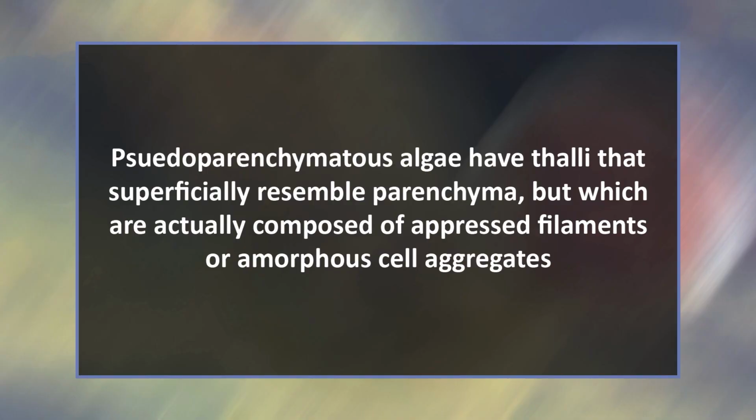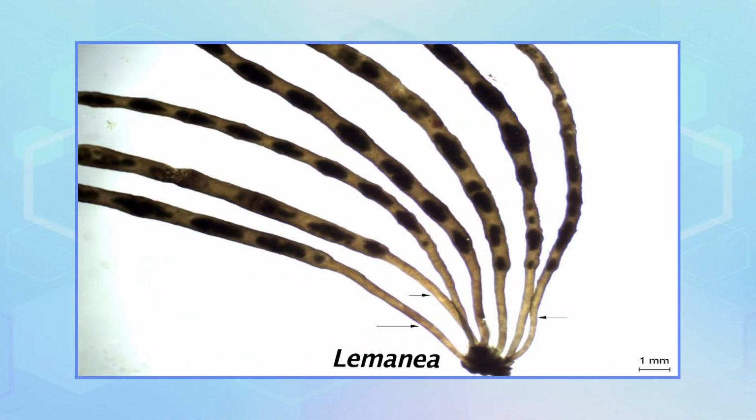Eighth, compact pseudoparenchymatous type, uniaxial. As indicated by the term pseudo, which means false, the plant body gives the appearance of parenchymatous construction. Pseudoparenchymatous algae have thalli that superficially resemble parenchyma, but which are actually composed of appressed filaments or amorphous cell aggregates. A thallus which possesses a single axial filament having branched laterals, with or without cortication, is called a uniaxial filament. The uniaxial construction in simple form shows clearly the filamentous nature, for example, Lemanea.